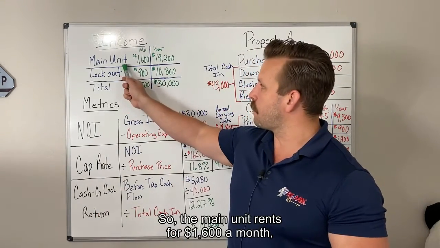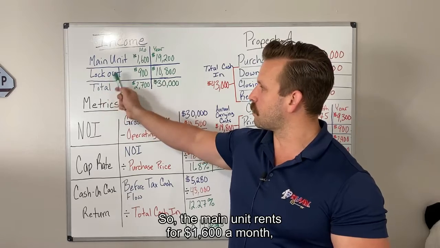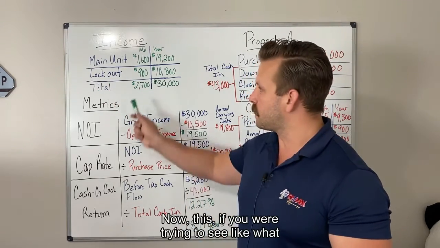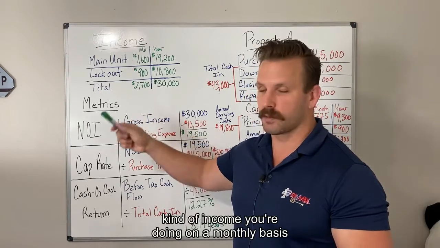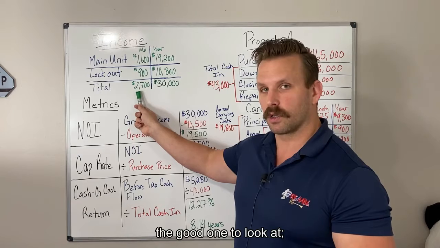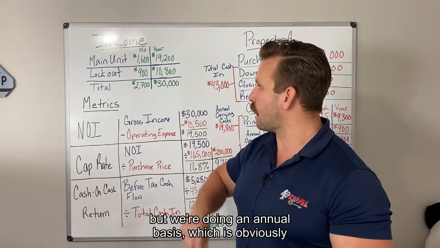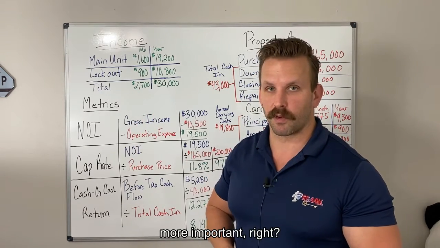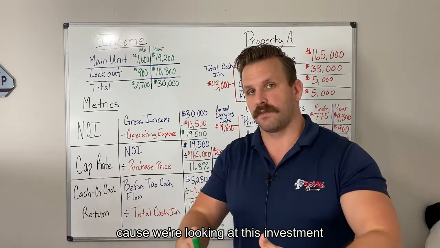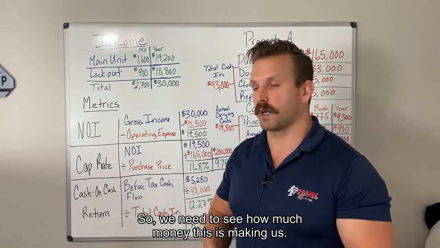So the main unit rents for $1,600 a month. The lockout rents out for $900 a month. Now, if you were trying to see what kind of income you're doing on a monthly basis, budget-wise, yes, this monthly one is the good one to look at, but we're doing an annual basis, which is obviously more important, right? Because we're looking at this investment from the outside in. So we need to see how much money this is making us.